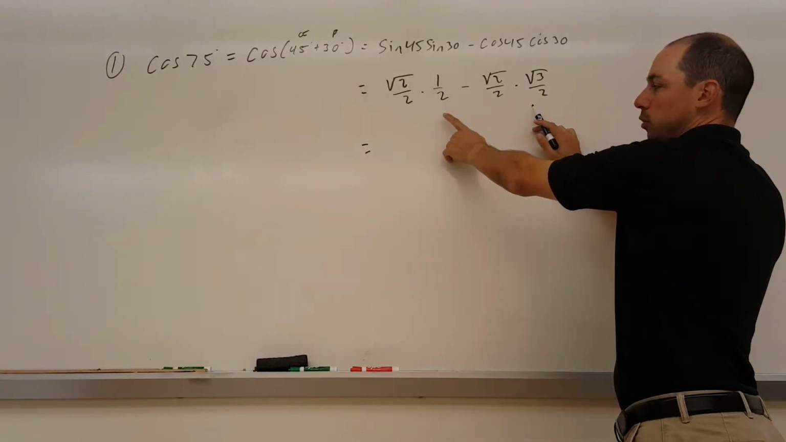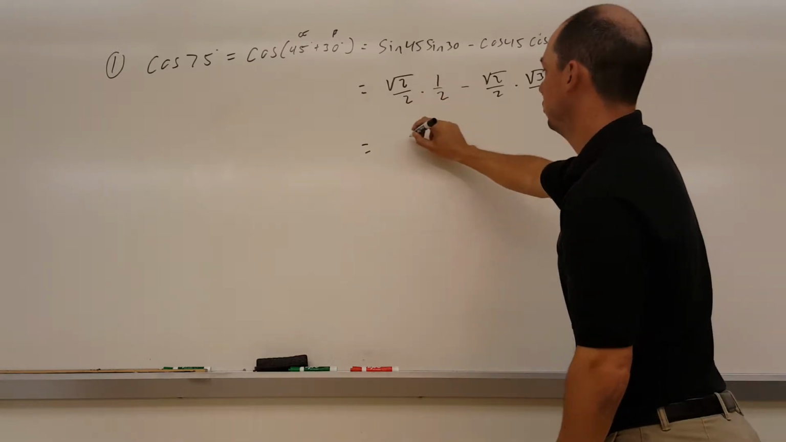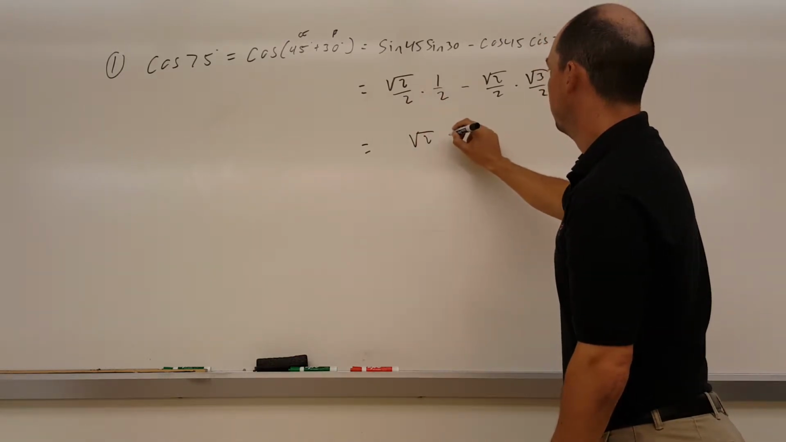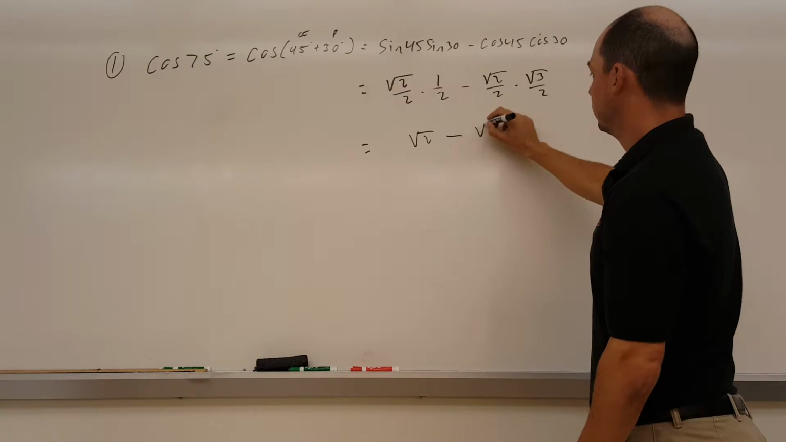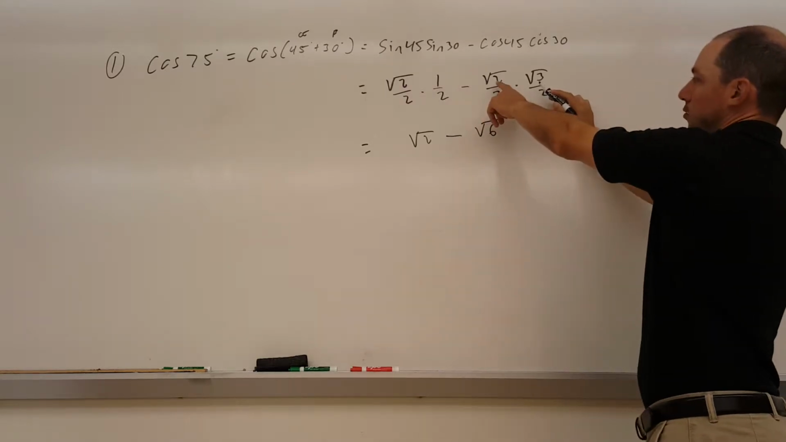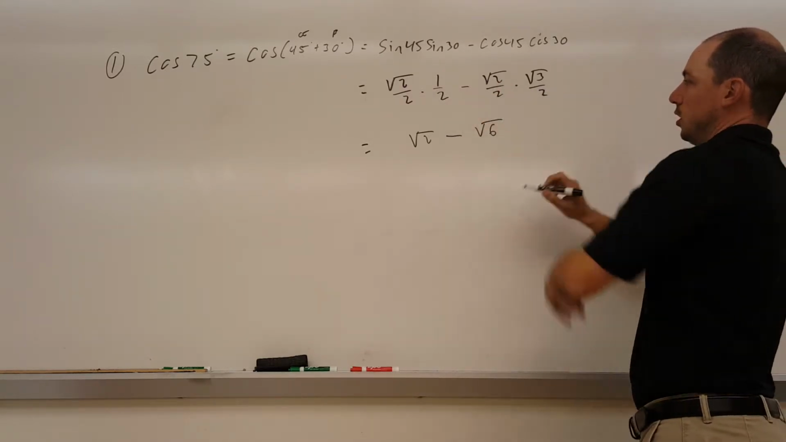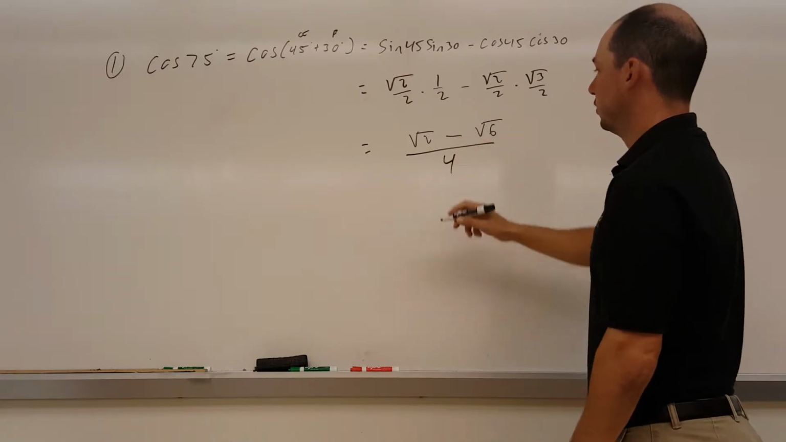So we're combining fractions with the same denominator. The denominator is 4, so we can write it as a single fraction. This is radical 2 minus radical 6. When you multiply radicals, you multiply the radicands. 2 times 3 is 6, divided by 4. There's our exact answer.